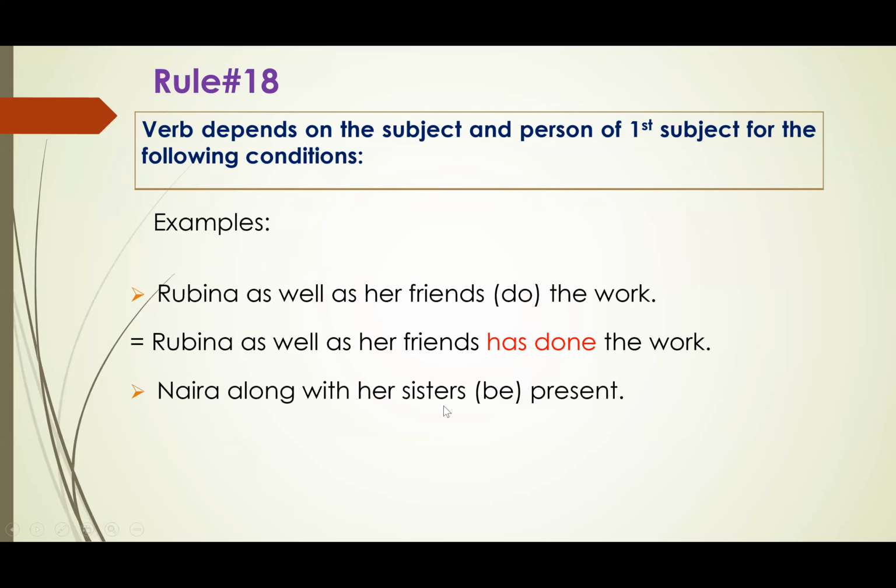Naira along with her sisters be present. Okay? So Naira is singular. That's why we will use is or was. Naira, along with her sisters, is or was present. Okay, so when you get as well as, when you get along with, when you get accompanied by, at that time you have to use verb depending on the first subject.